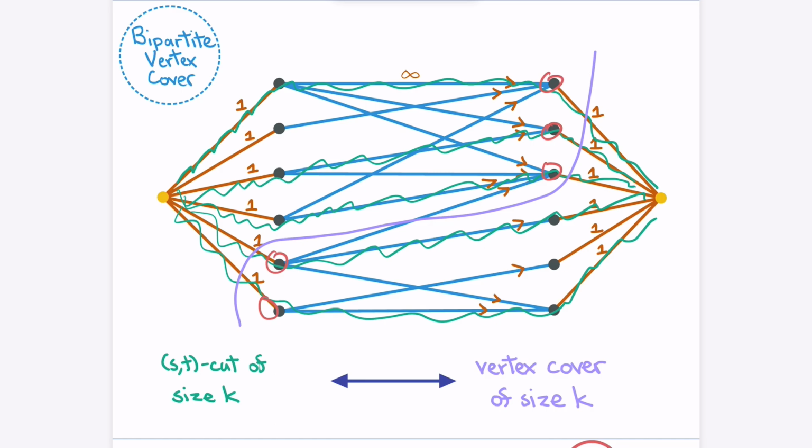So ST cut is always a little bit trickier. It's usually a little less direct compared to flow, but we'll get some practice and then we'll get better at this. Okay. Any questions?